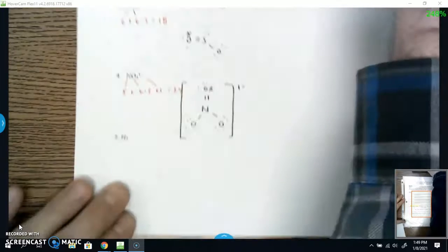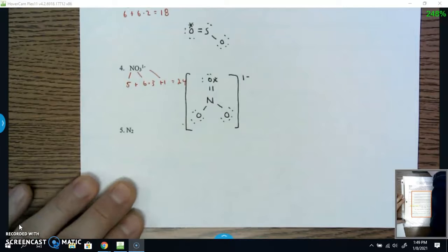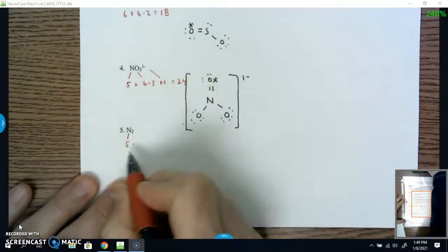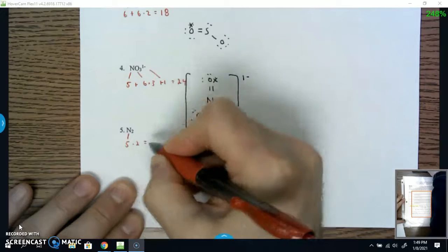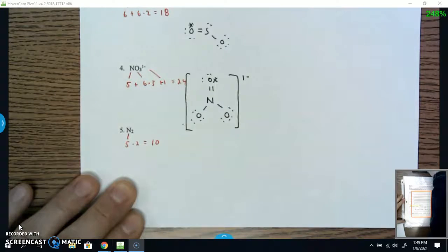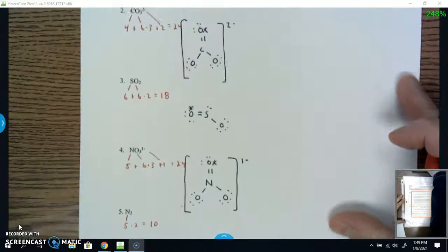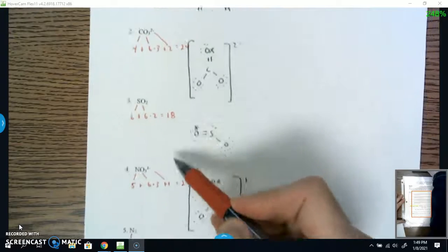Last one. N2 is diatomic nitrogen. About 78% of the gas that we're breathing right now is diatomic nitrogen. Nitrogen is in main group 5, so it's got 5 valence electrons, but we have 2 of them, so we have 10 total electrons. One thing that you should spot when you take a look at all of these is because electrons come in pairs, we always have an even number of valence electrons.